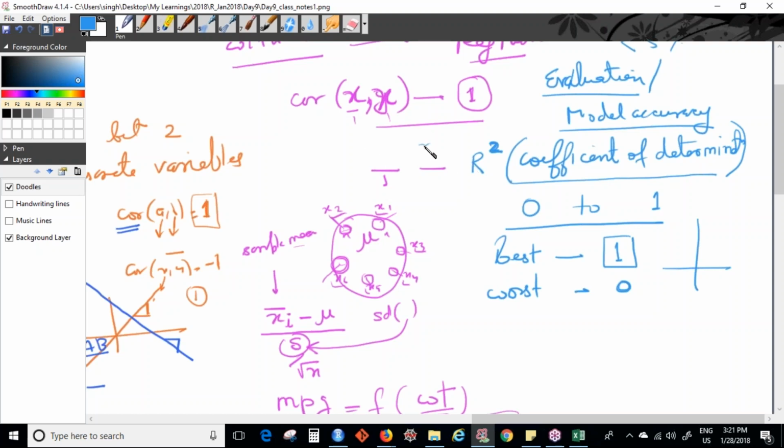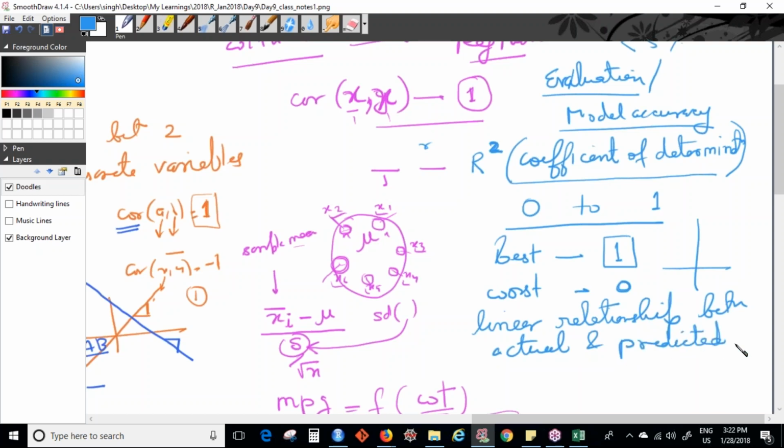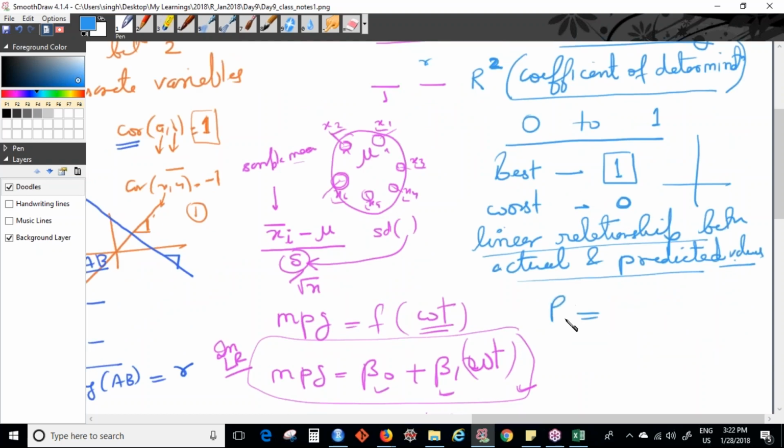Whatever we saw as small r, this is a very similar concept to small r. So r square also measures the linear relationship between actual and predicted values. In fact, the formula to calculate R square, this capital R square, is nothing but small r whole square.